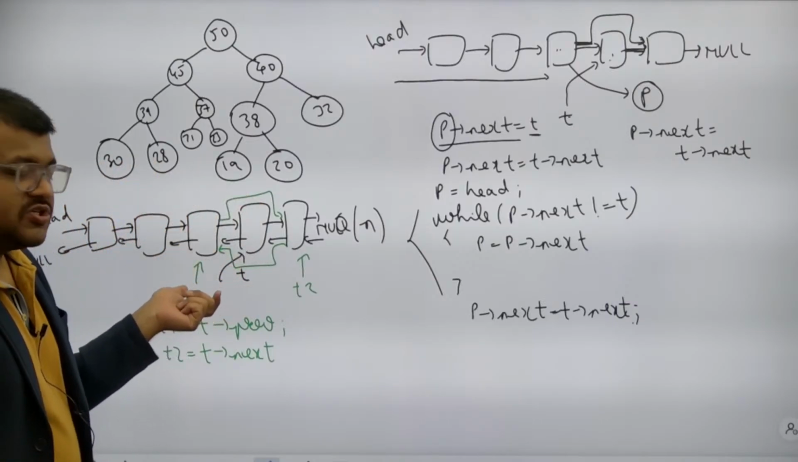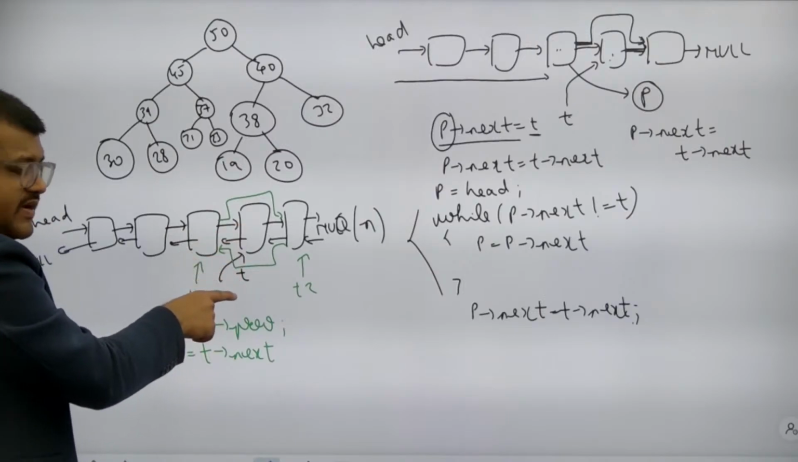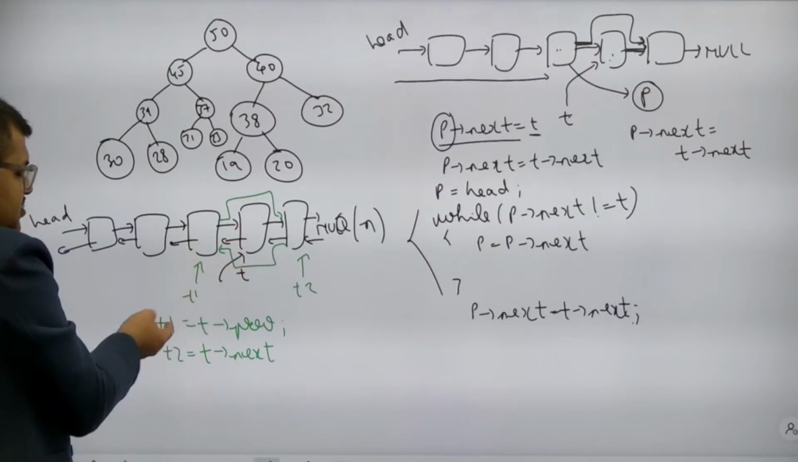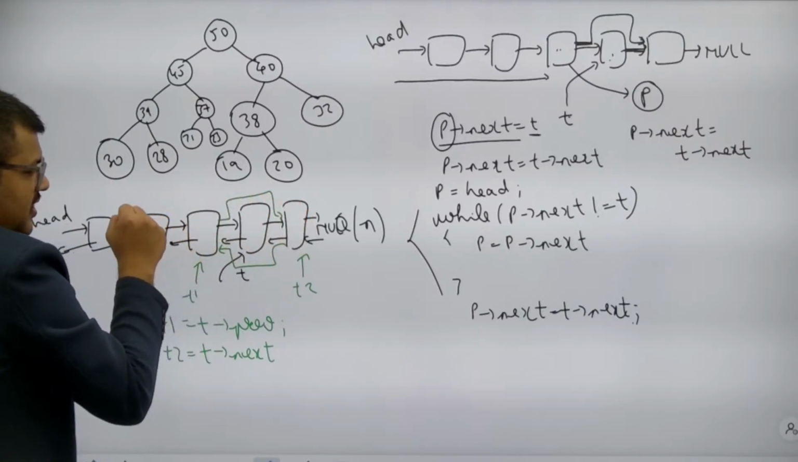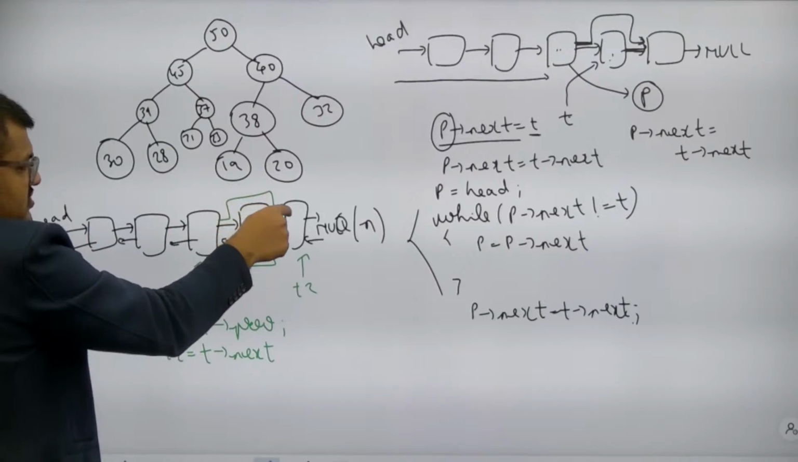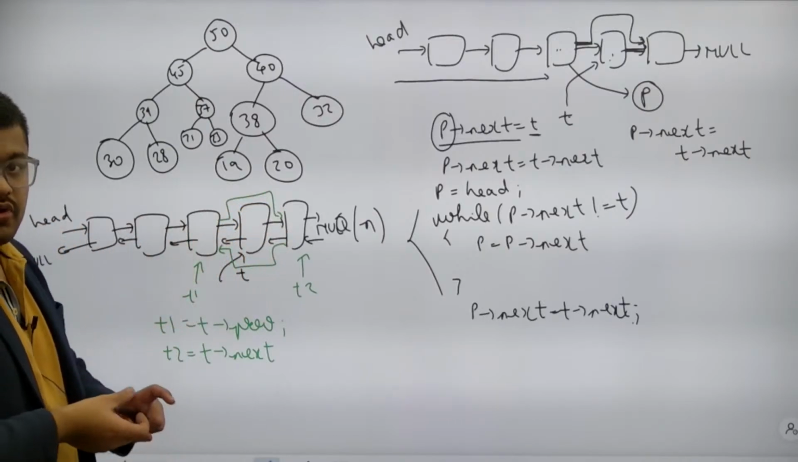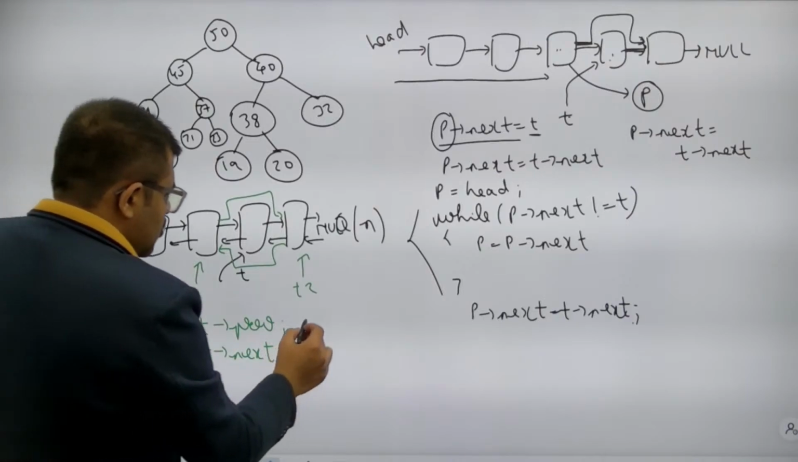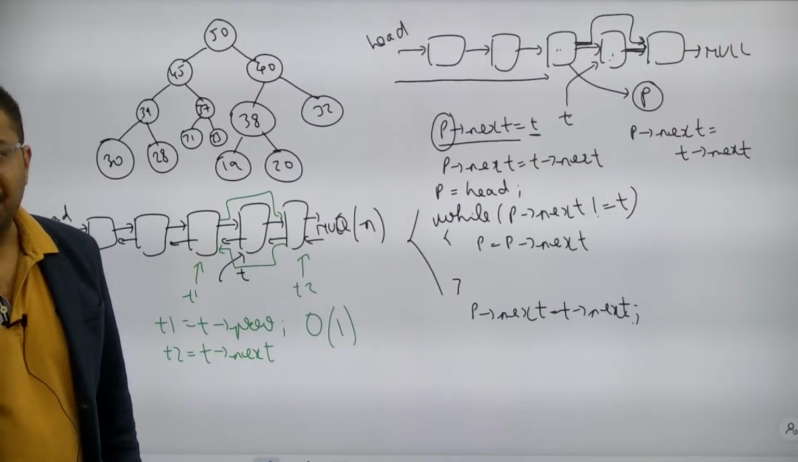So how much time is taken? I was given the pointer to this node which needs to be deleted. In one step only I got the pointer to the previous node, and in one step only I got the pointer to the next node. Now I just need to assign the next pointer to this and this previous pointer to this. Work is done. So a constant amount of work is done. 4 or 5 steps are only needed. So it will be done in big O of 1 time.